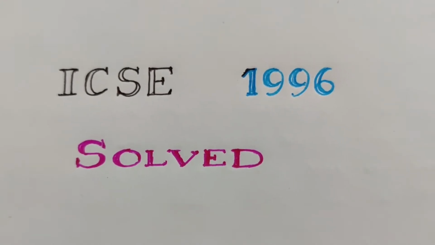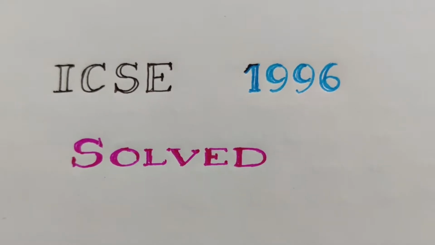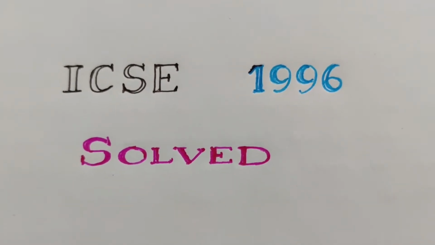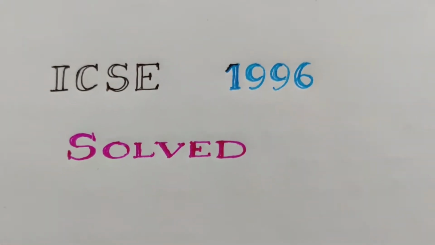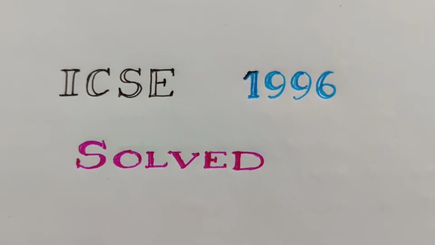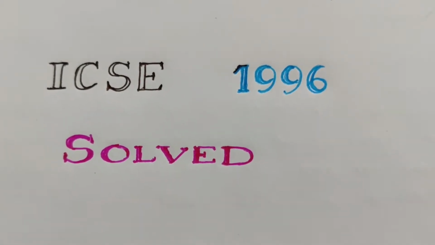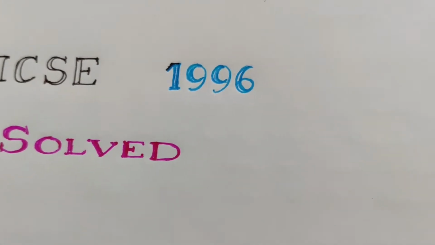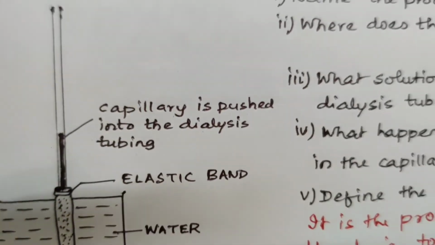This is regarding the ICSE 1996 paper solved. Only the section B part is solved because at that time most of the questions were out of syllabus. The ones we have come to know are according to your syllabus, so we have been trying to do this. So off to the question now.